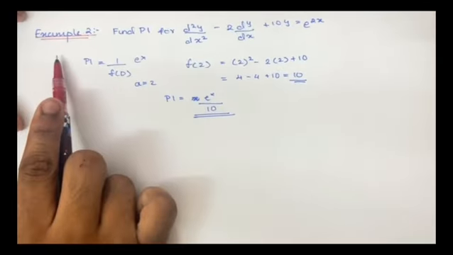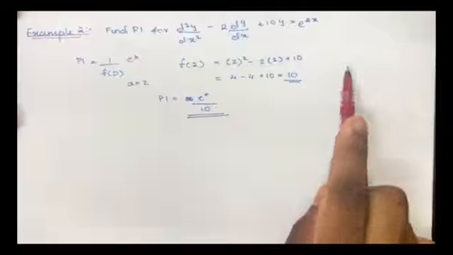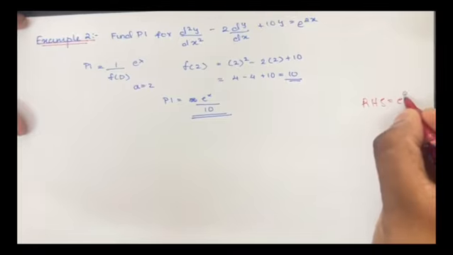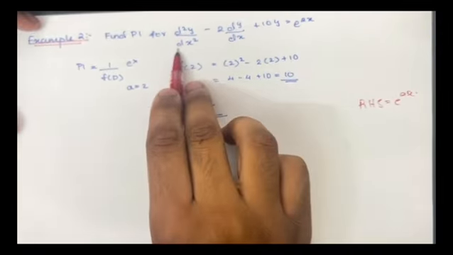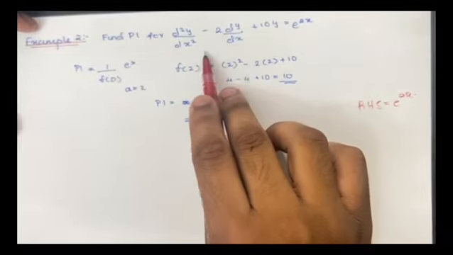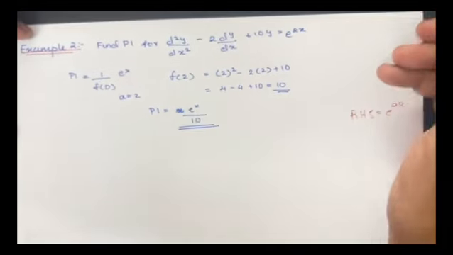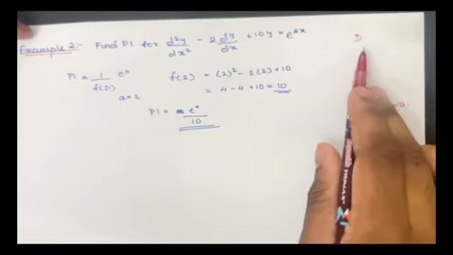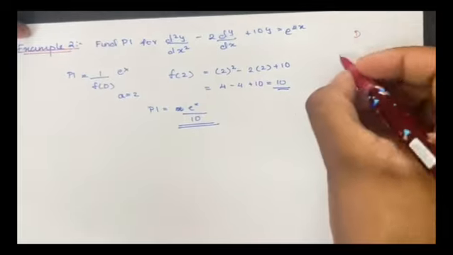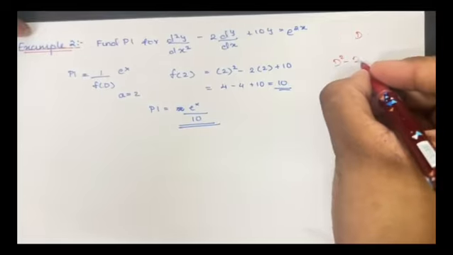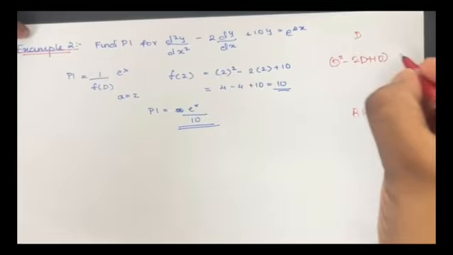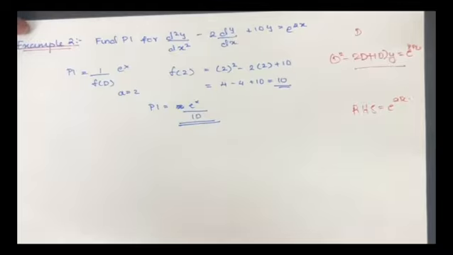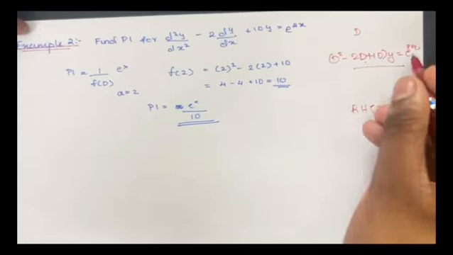Let us look at a second example for our case 1, that is where the RHS is equal to e to the power ax. Now here the given equation is not of the form where we see the differential operator, that is D. So our first task here is to convert this LHS into our operator form, that is nothing but D square minus 2D plus 10 into y is equal to e to the power 2x. From this equation, we can find what f of D and what e to the power 2x is.